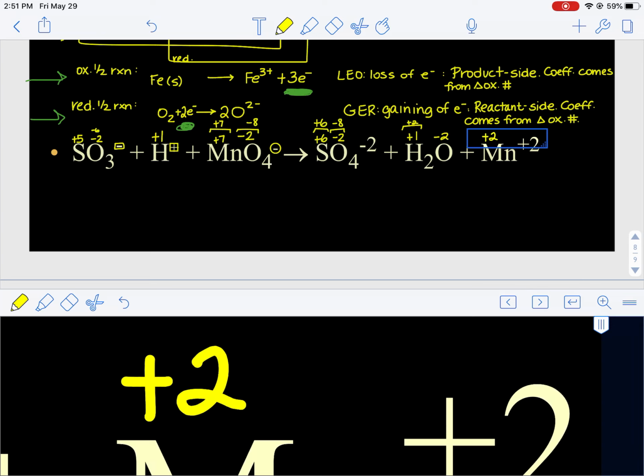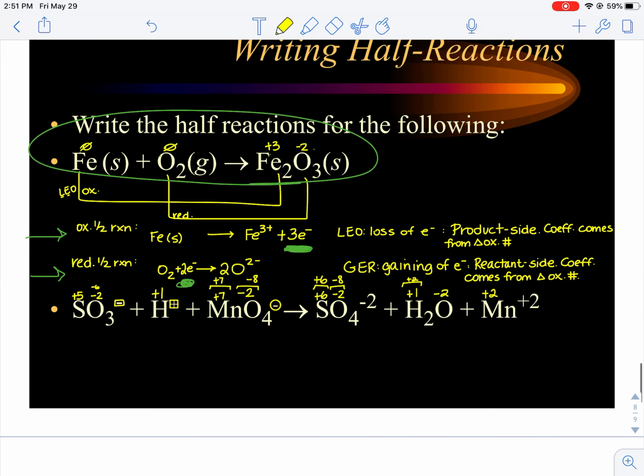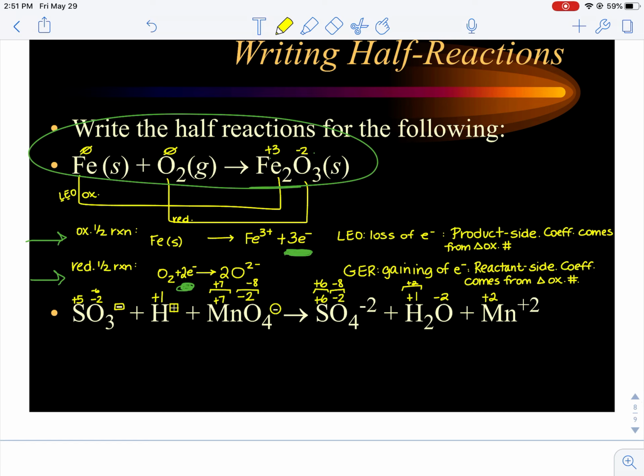All right, so now that all of my atoms have oxidation numbers, I'm going to holistically go back and look and see what's changing. So sulfur starts out as plus 5, changes to plus 6, so I will link it up. Oxygen starts out minus 2, minus 2, minus 2, minus 2 on the ends. Okay, that's not changing. Hydrogen is plus 1 on the reactant side, plus 1 on the product side, not changing. Manganese is plus 7 on the reactant side, plus 2 on the product side. That has changed, so I will link it up. And oxygen, again, we said that that was not changing.